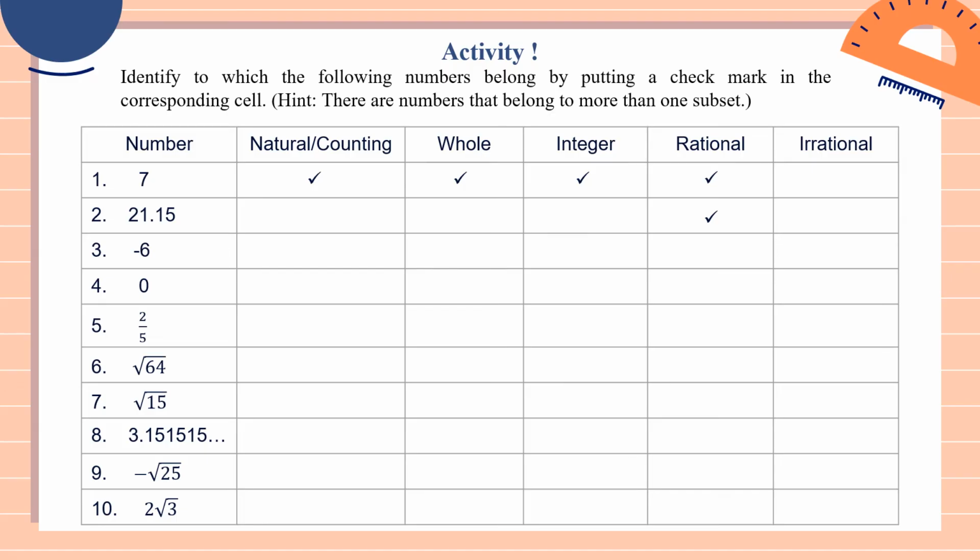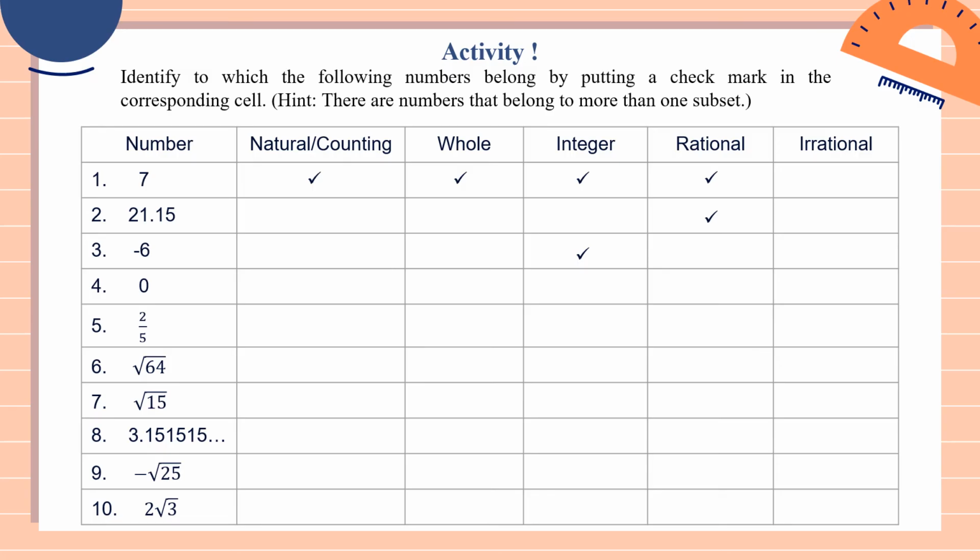Alright, so number 3, -6. Is it a natural or counting number? Nope, it's not. So once again, natural numbers, you start at 1 and then all positive numbers. Now, is it a whole number? Nope, it's not. Whole numbers would be 0 and then positive numbers. Is it an integer? Yep, it is an integer. Integers are positive or negative whole numbers, including 0.